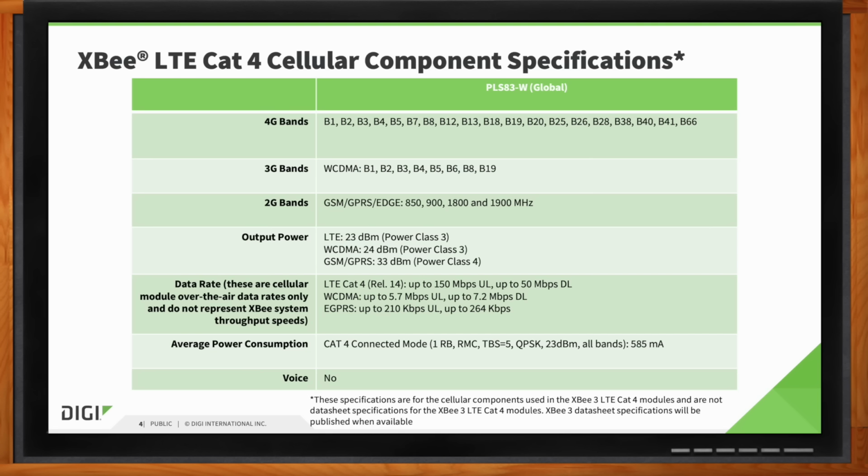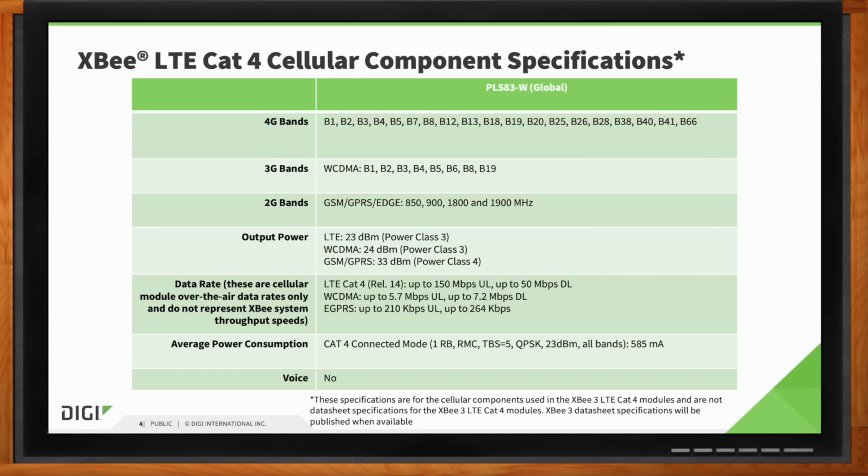It does also have 2G and 3G bands, which can increase that global footprint even more for locations where LTE is not yet deployed across the globe. And then the other thing to note is the data rates of this module. LTE Cat 4 allows a theoretical maximum of up to 150 megabytes per second upload speeds and 50 megabytes per second download speeds with this module.